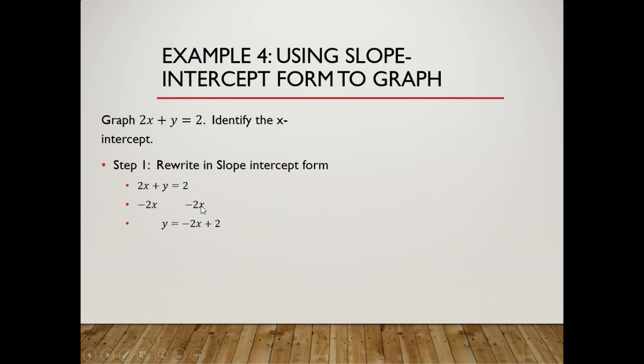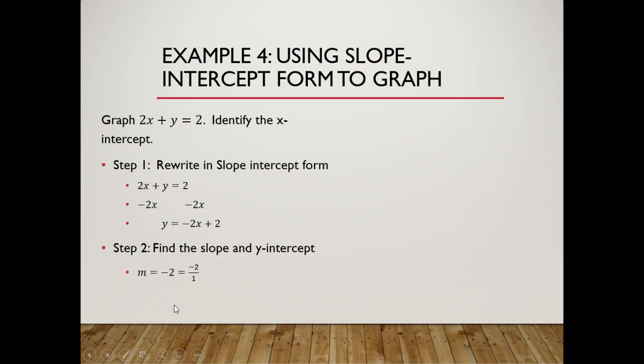Once again, because these are not like terms, they can't combine, so we just have the negative 2x and the positive 2 as separate terms. Now we need to identify our slope and y-intercept. Well, this is just like what we did before. The negative 2 was in the m slot, so that's our slope.